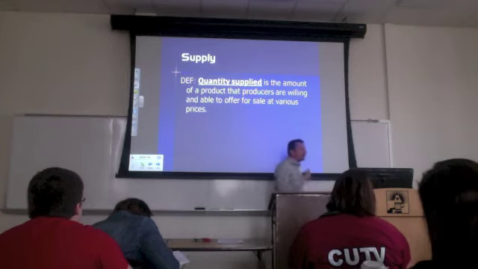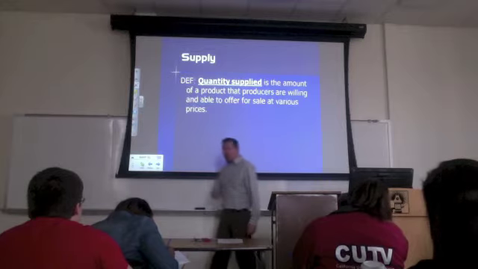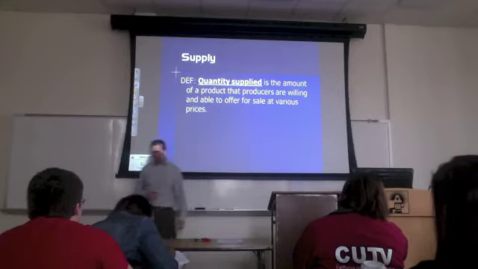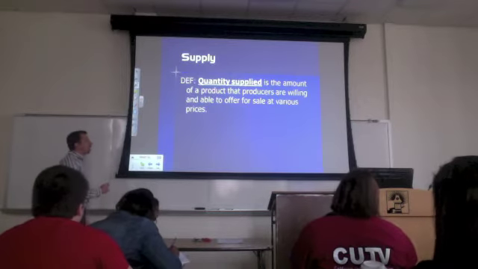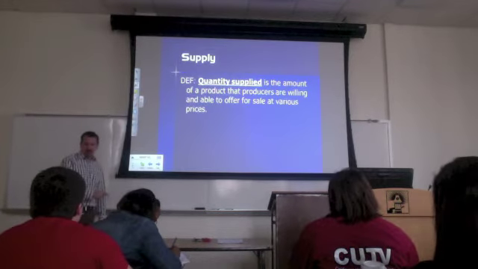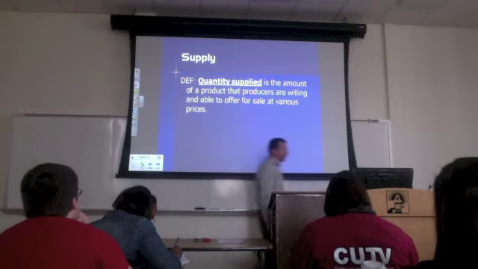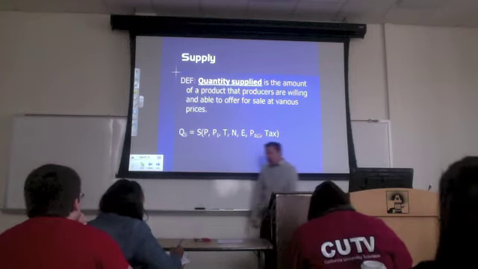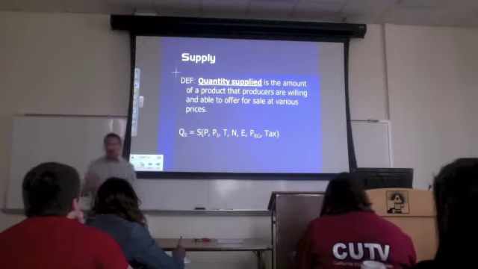Here we'll talk about quantity supplied. Quantity supplied is the amount of a product that a group of producers are willing and able to offer for sale at various prices. Again, this is the desired sales of the producers. Notice, it's what they are willing and able to offer for sale. It's not necessarily what they sell, right? It's what they want to sell. It's what they offer for sale.